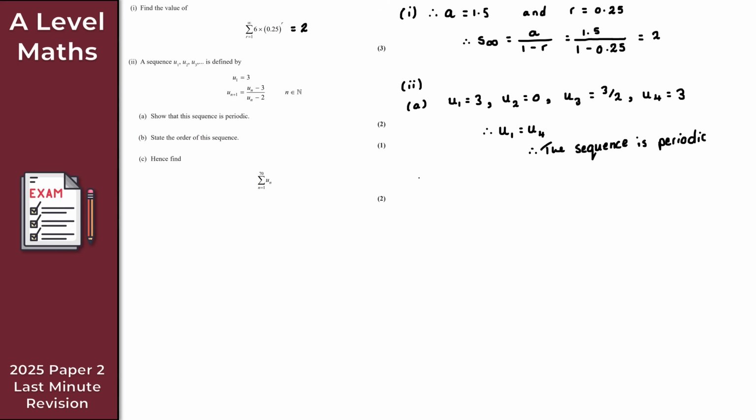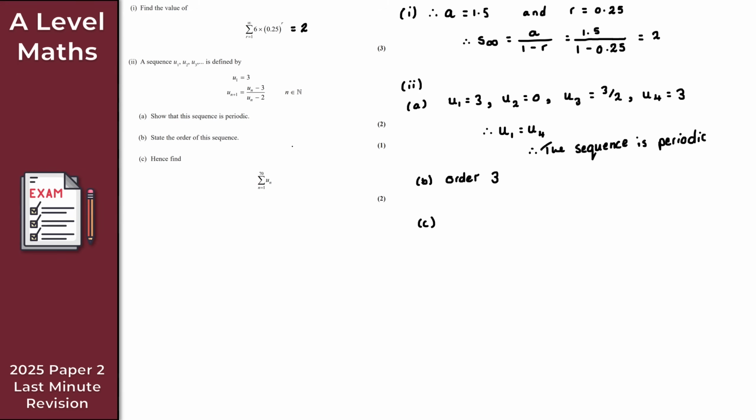Now for part B then, it just says state the order of this sequence. So in this case here, my order is 3, right? Because I've got 1, 2, 3. And then after that, we arrive back at U1. So 1, 2, 3 there. It's order 3.